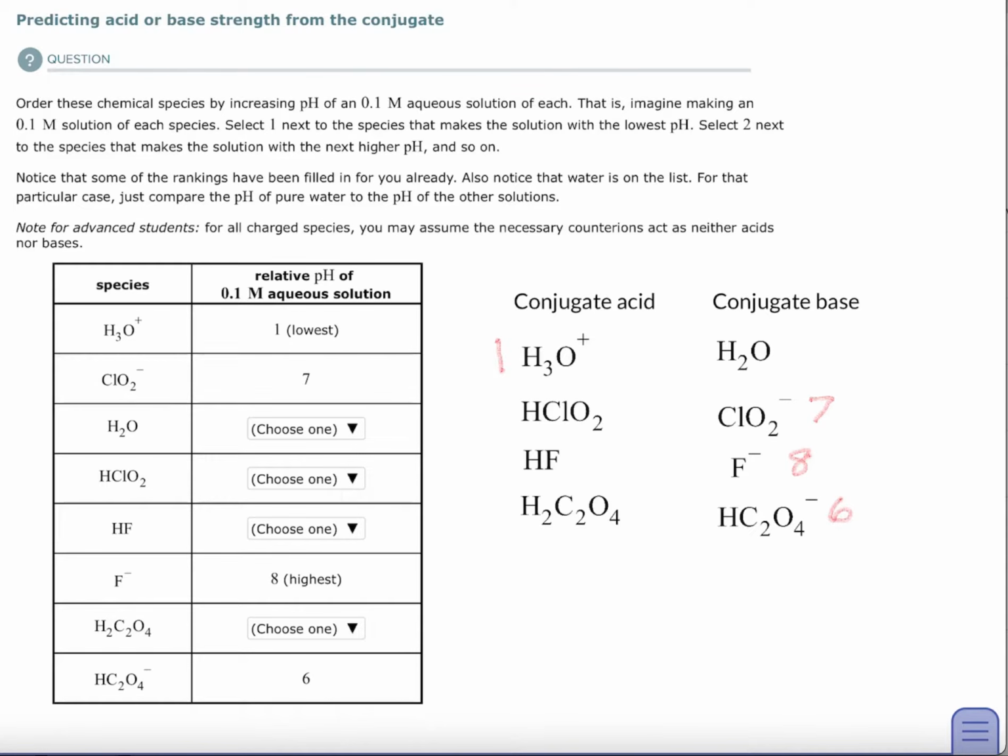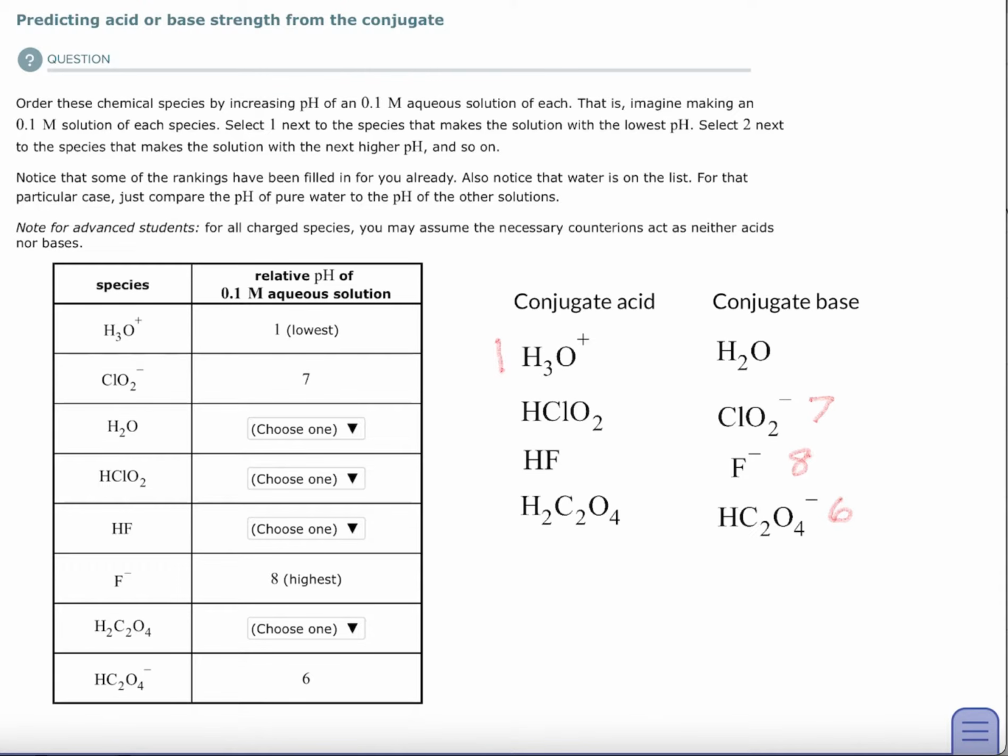So there's 8 on this list, and I have 1, 6, 7, and 8 done. The other ones will be the missing numbers, 2, 3, 4, 5. So at least you know where to start.